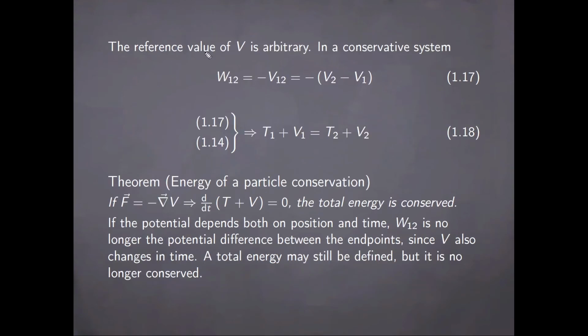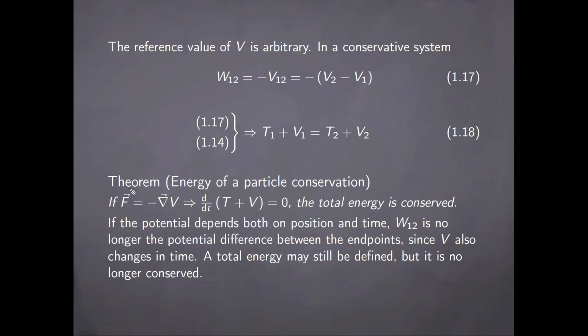The reference value of V is arbitrary, and in a conservative system the result is that the work is equal to minus the difference of the potential energy between the endpoints. As such, combining this result with the previous conclusion regarding the definition of work and kinetic energy, we obtain that for conservative systems, the sum between the kinetic and potential energy is the same at the endpoints of the path, or for a conservative system it means that it is the same for any point along the path.